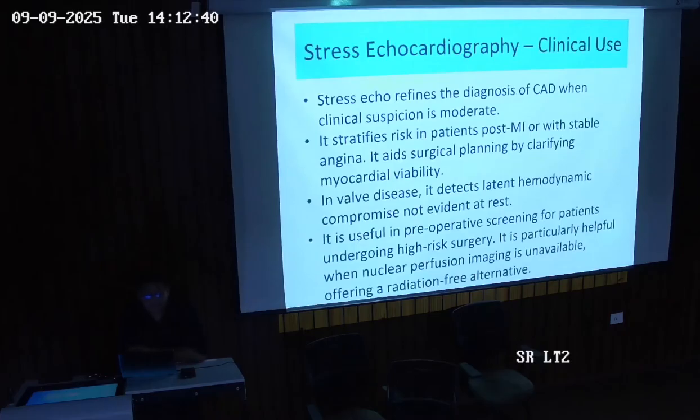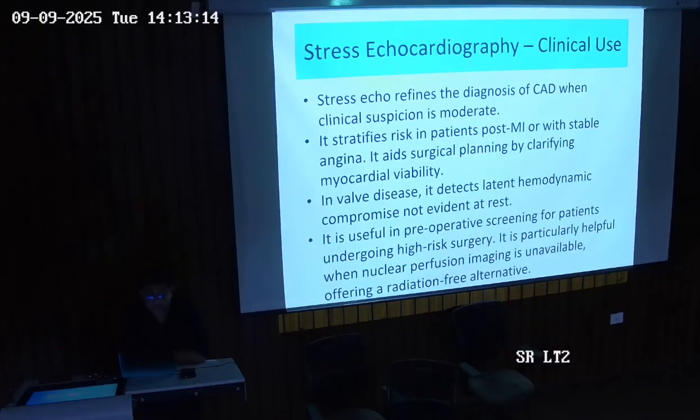It is clinically used to diagnose CAD when clinical suspicion is moderate to severe. With strong suspicion of coronary artery disease not detected by ECG and echo, we can plan for stress echo before going to CAG. It helps with risk stratification in patients post MI or with stable angina. It adds to surgical planning by clarifying myocardial viability before any operative procedure.